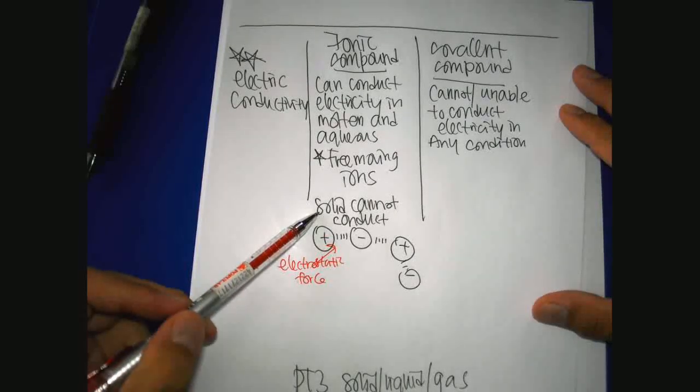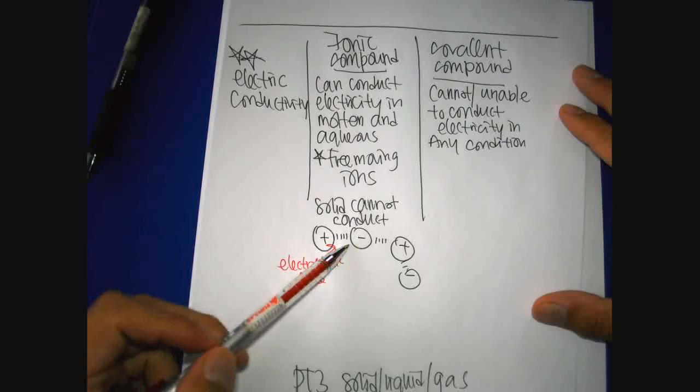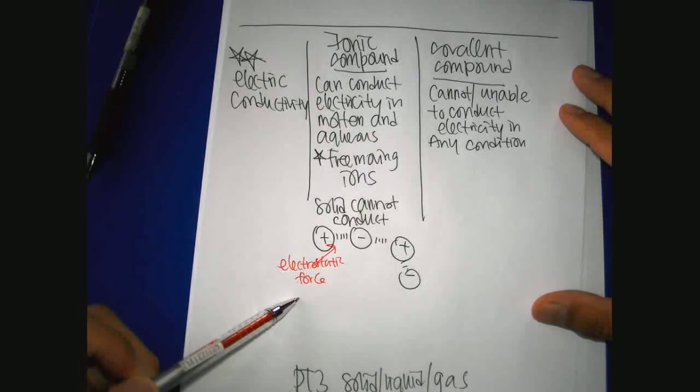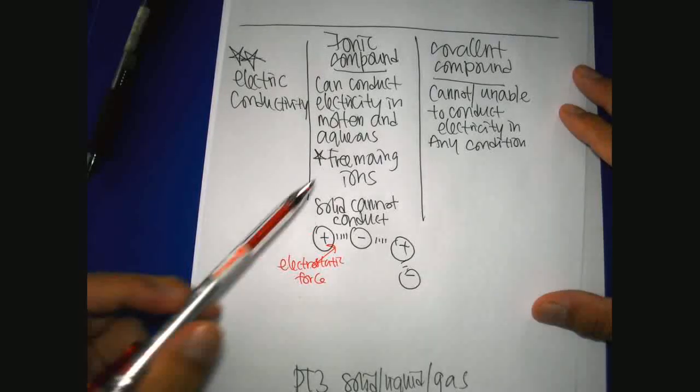So in solid form, all the ions are tied up. They are attracted by electrostatic force, and that's why they cannot move freely. That's why you couldn't conduct electricity in solid form.